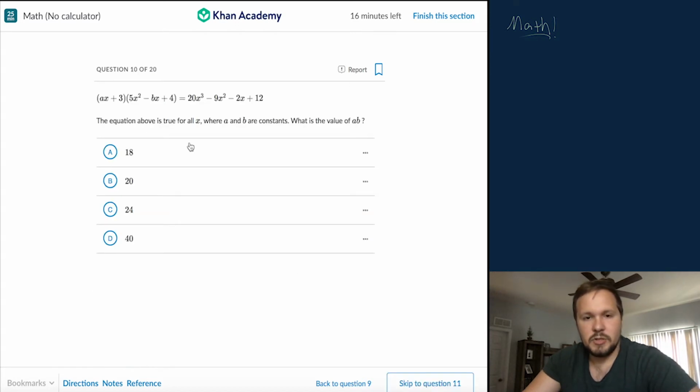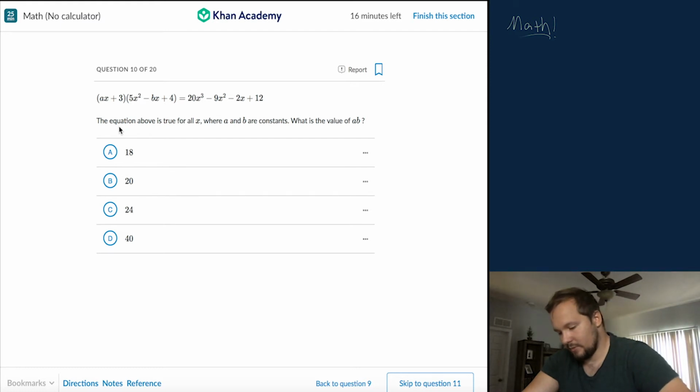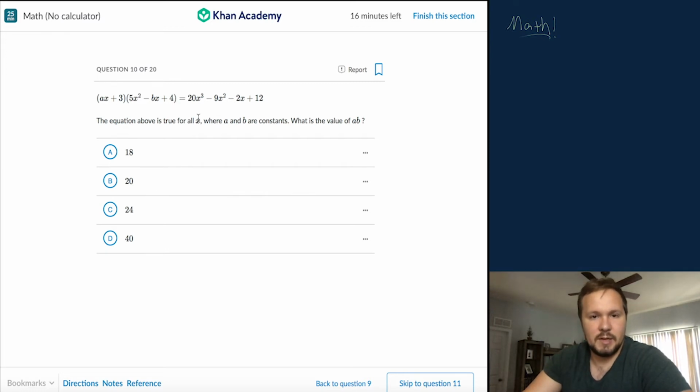Okay, the equation above is true for all x where a and b are constants. What is the value of a times b? Okay, so first things first, and I can see why people consider this test tricky, because there's a lot of computation for a no calculator section. But what we need to do is just FOIL out the left side. So let's go ahead and do that.